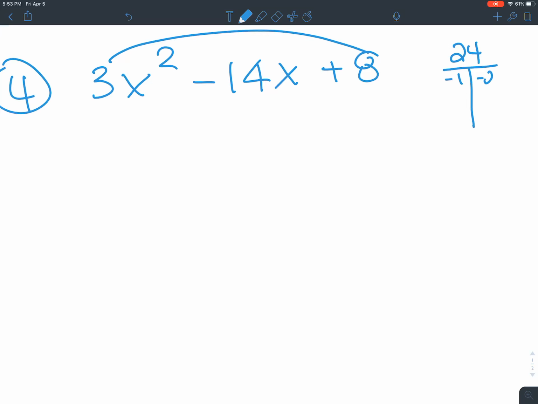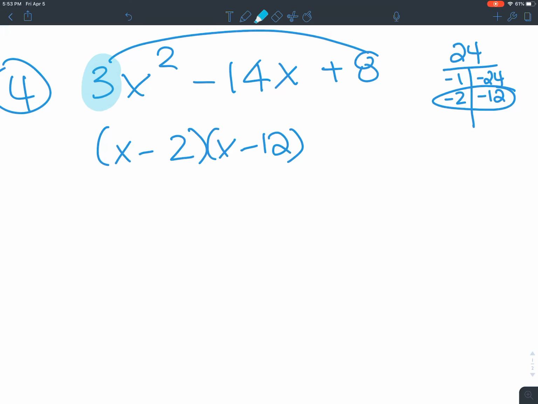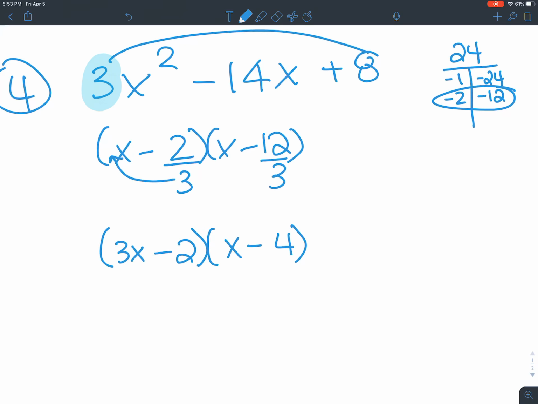So negative 1, negative 24 doesn't work. Negative 2, negative 12. Hey, that works. So we have x minus 2 and x minus 12. But we have to take into account that leading coefficient of 3. This second one simplifies to be x minus 4 because 12 divided by 3 is 4. This other one is in its simplest form, so I can go ahead and move it. So we have 3x minus 2. So this is going to be our factored form.